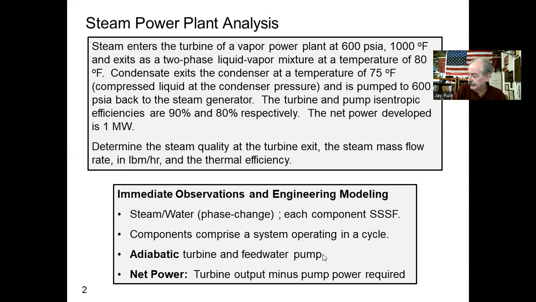You say, I didn't see that anywhere in the problem statement. Well, that's because we engineers read the problem statement, we have some familiarity with the equipment, and that's going to be our engineering model for the situation. Finally, the net power. Again, we realize we're producing power from a steam turbine. We need power to run our feed water pump, and so the net power produced, 1 megawatt, is going to be the turbine output power minus the pump power required. So those are just right off the bat common sense 101 things that we have in our minds.